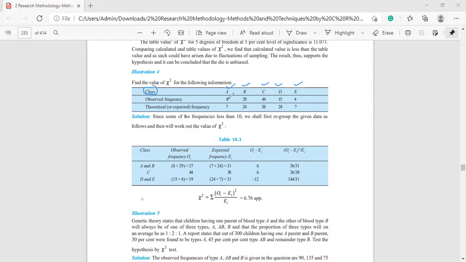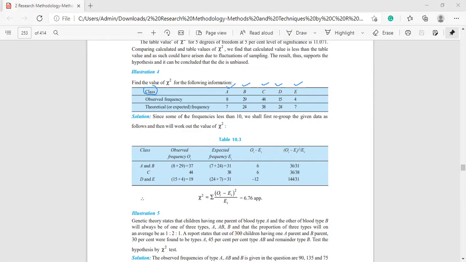So you have to add 8 plus 29. Similarly, add 7 plus 24 for the expected frequency. Similarly, for the observed frequency you have to add 15 plus 4, and add 24 plus 7 for the theoretical or expected frequency. Then find the value of chi-square.